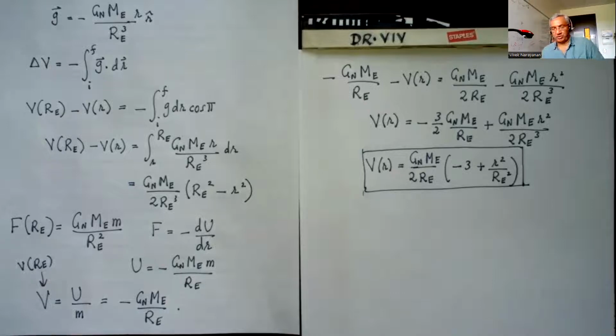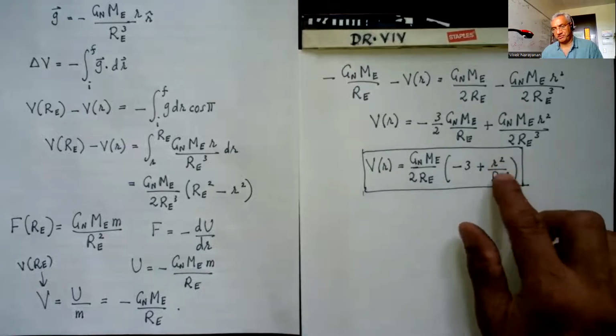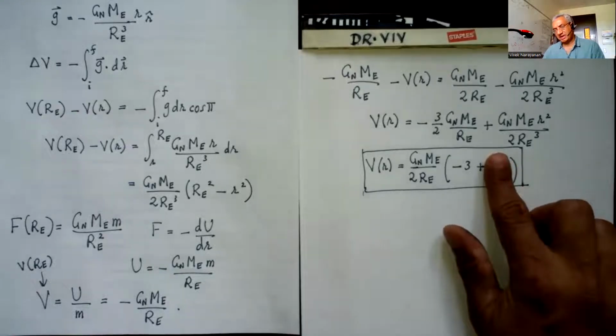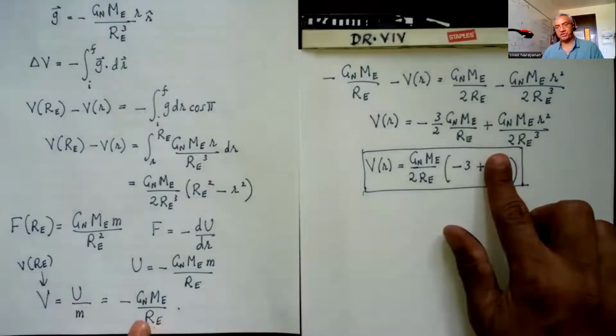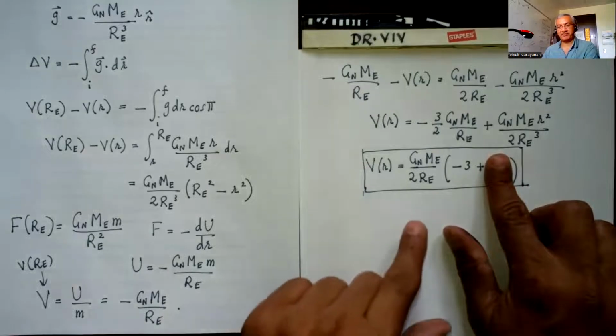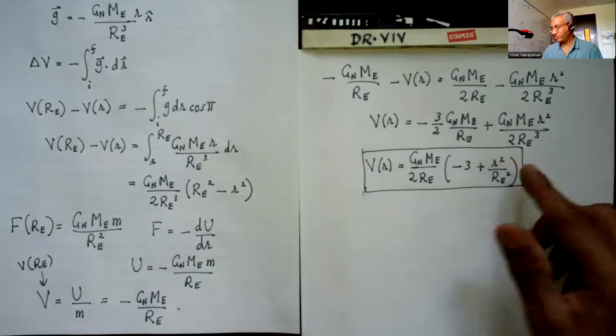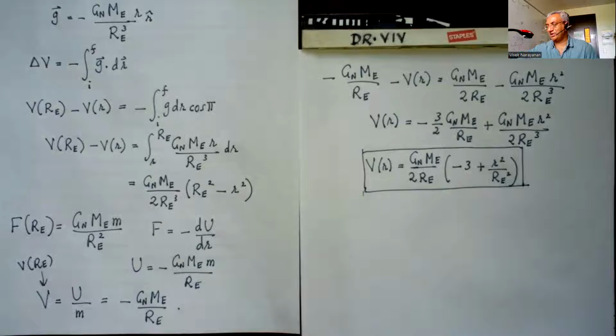Now, one thing to quickly note is that the potential at the center, which is given by setting little r equal to 0, is actually 150% more than the potential at the surface. Because the potential at the surface is negative G_N M_e over R_e, whereas at the middle of the Earth, it is negative 3 halves as much. So it's 150% more. That's just an interesting factoid.